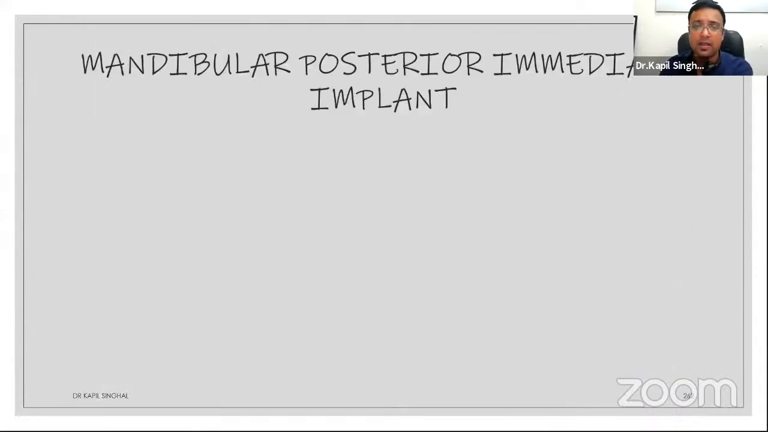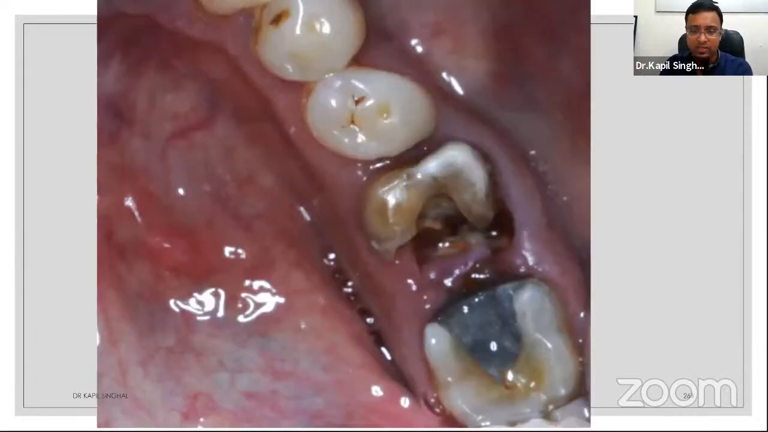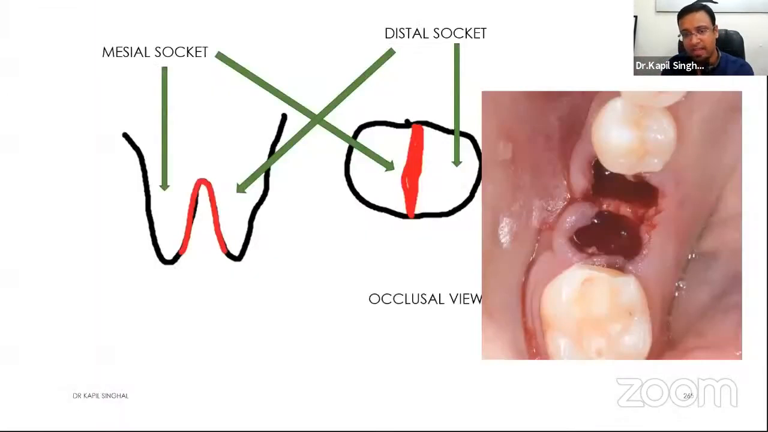Now the last are the mandibular posterior immediate implants. It is very important how you place a mandibular posterior immediate implant. See, this was a case in which the mandibular first molar was failing. Generally, in maxillary posterior molars, the interdental bone is quite thick. I just showed you also. But in mandibular posteriors, the interdental bone is quite thin. It is not very thick.